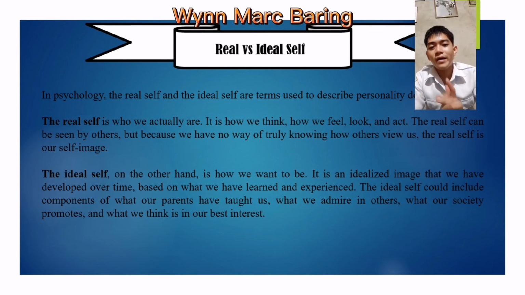Good day, guys. I am Cadet Baring, and I am from Group 5, and I am here to discuss ideal self and real self. So, first, what is ideal self? Ideal self is a visionary who dreams almost everything in life to make a person happy, or to make us happy.